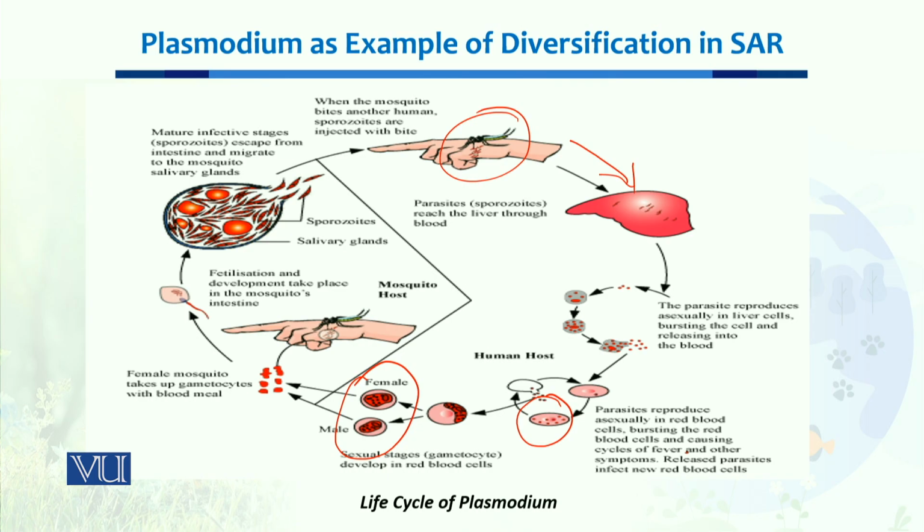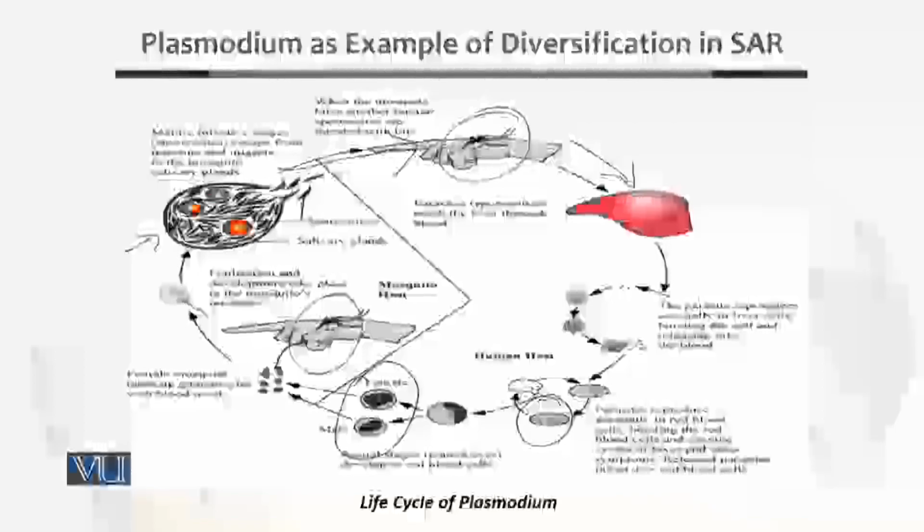Whenever this mosquito bites another human being, it transfers Plasmodium to that healthy person. As you can see here, this is the salivary gland of the mosquito. After multiplying in the salivary glands, it is transferred along with the saliva to infect another healthy human being. This is how it completes its life cycle.